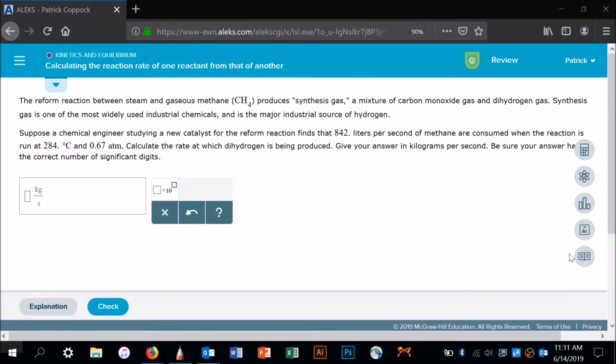Okay, so I want to do a video for calculating the reaction rate of one reactant from that of another.